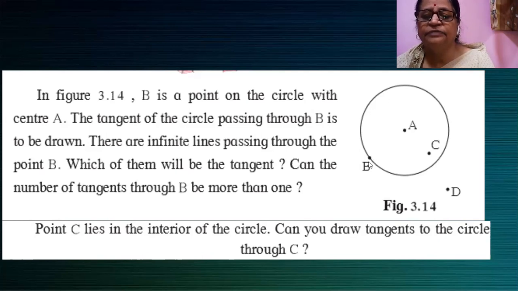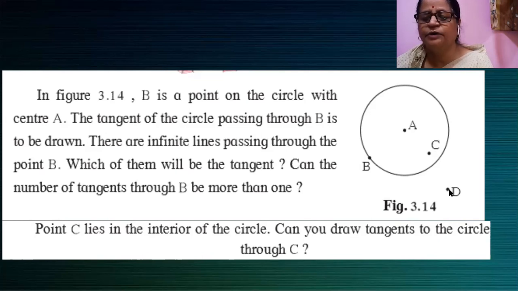Before this, in the ninth, we have studied that from one point we can draw many lines. But here there is a question: how many segments can you draw from B point? Your answer will be only one segment can be drawn from this B point, because we have taken tangent information before this class. Then next, C point is inside the circle. Will you draw any tangent from this? No, because it is inside the circle.